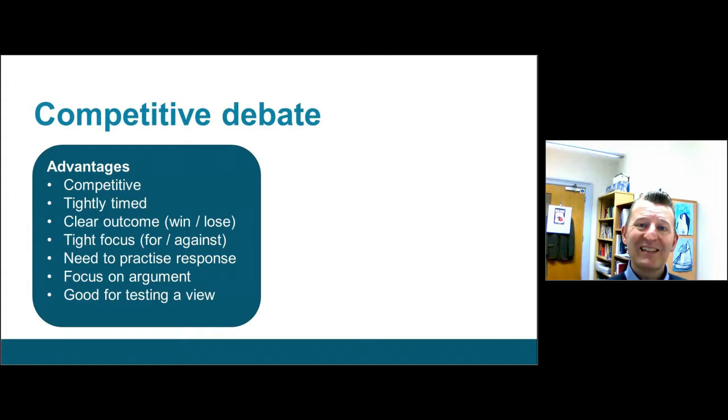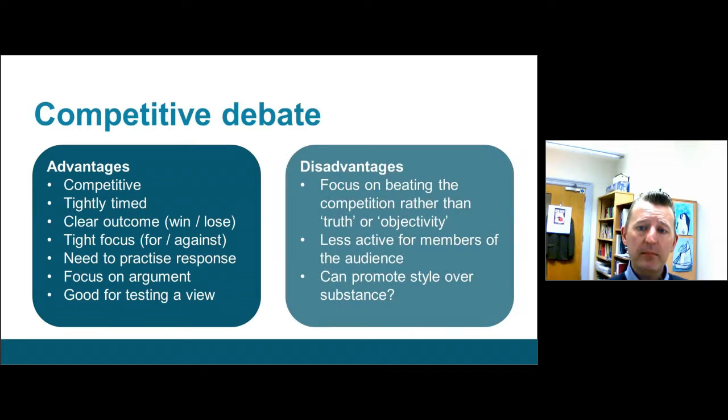And it's also good for testing out a particular viewpoint. So no one in the class might actually believe for or against the motion. They might have more subtle opinions, but it's useful as an academic enterprise to practice constructing the strongest argument you can for our hypothesis. But the disadvantages are that this tends to focus on beating the competition rather than the pursuit of some truth or objectivity.